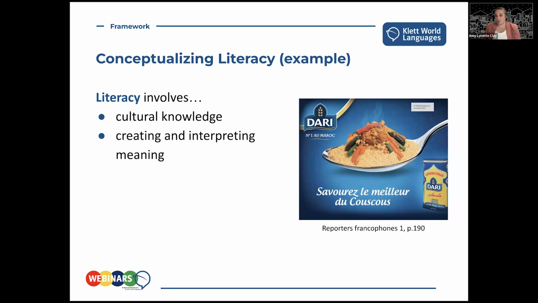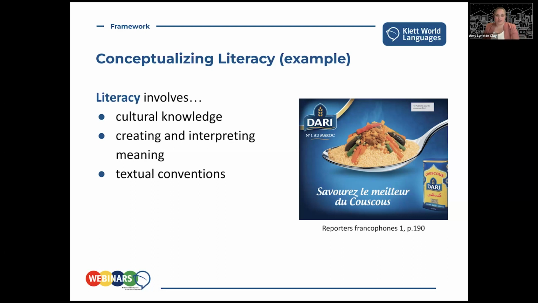It involves creating and interpreting meaning. So somebody has created this advertisement, probably a group of people, right? With a goal of selling me this couscous or getting me to recognize it in stores. And I'm interpreting what this means in a totally different context too. I'm interpreting it not as a target audience of this, but as a language teacher deciding how to use it. And so we can think about that in terms of literacy.